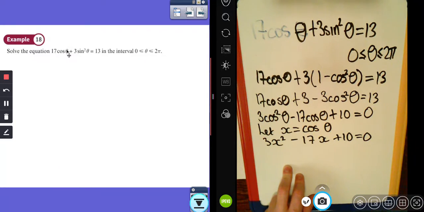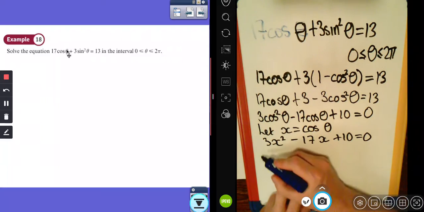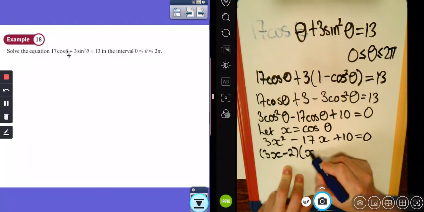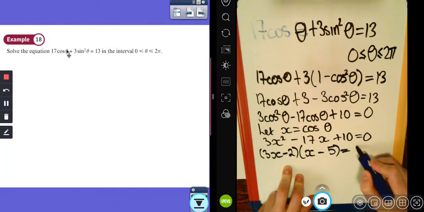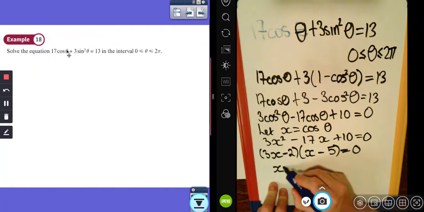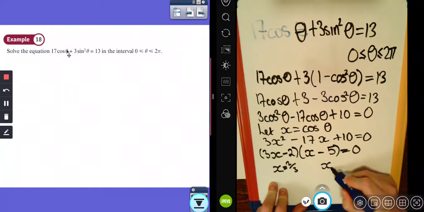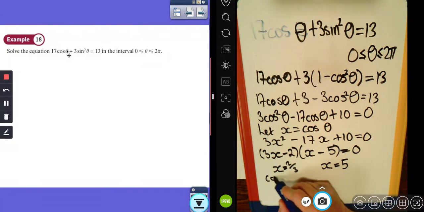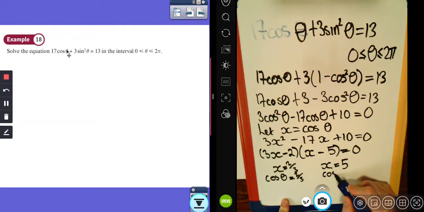Here, though, we're going to leave it like this, and I'm going to factorise this now so that we get 3x minus 2, x minus 5 equal to 0, so that we get x equals 2/3 or x equals 5. Now, if x equals 2/3, then that means that cos theta equals 2/3, and of course you can't have cos theta equal to 5, so there's no solutions there. Last one to go then is just this cos theta equals 2/3.